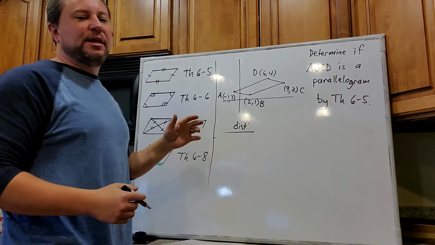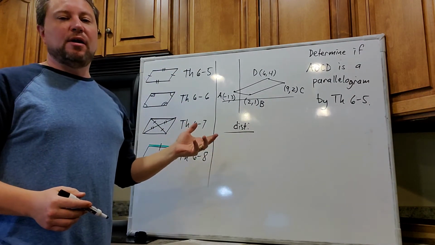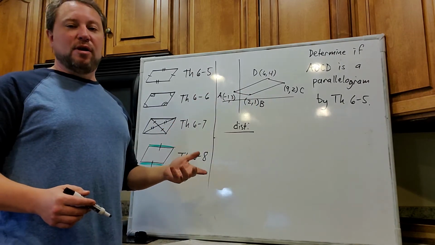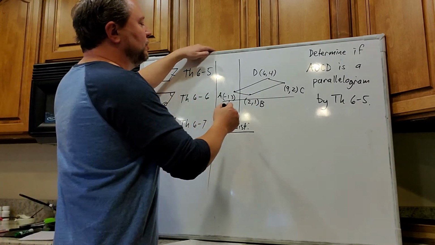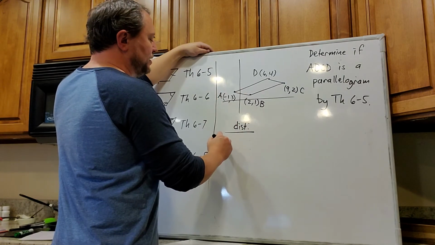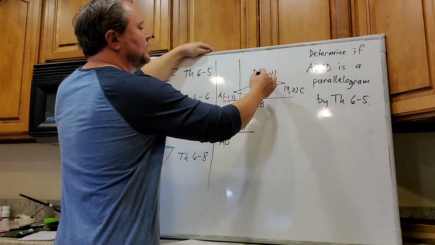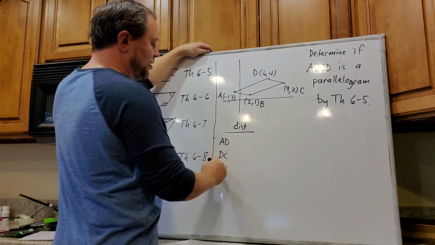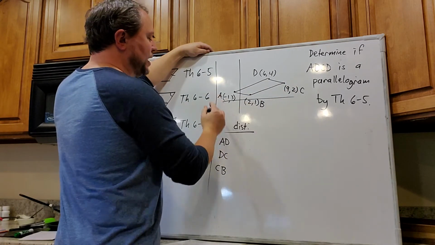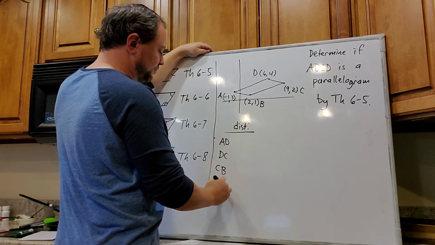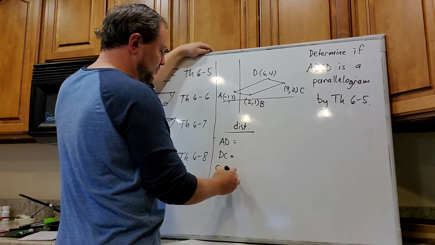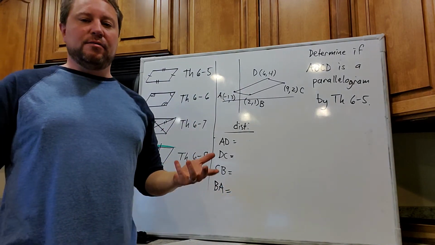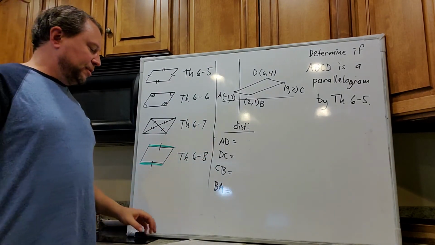Okay, this was something that you were probably tempted to do in the previous section of our lesson, when we did slopes. But instead we're doing distance. So we're going to find distances of AD, DC, CB, and BA. If you have your calculator, using the distance program on there would speed things up, of course.